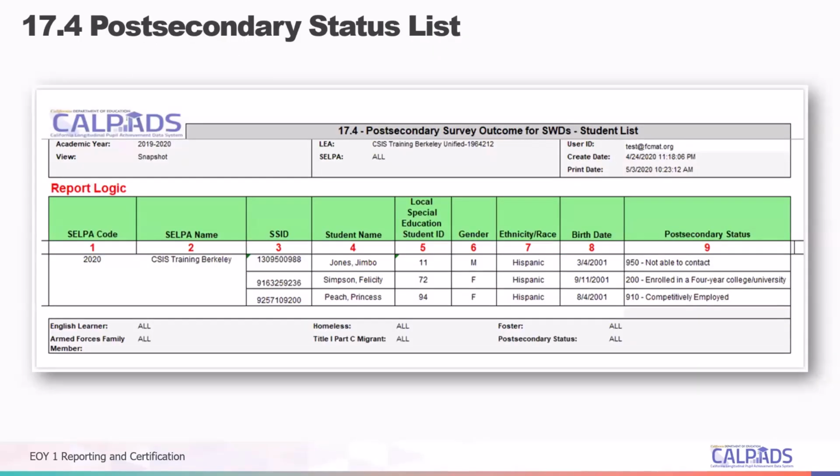Report 17.4, post-secondary status list. This is the supporting report for the PSTS, and of course, report 17.3 would be the aggregate report providing the counts that are supported by this report. And 17.4 identifies those students that were in the aggregate counts. Remember, a student may have more than one status result, so a single student may have multiple post-secondary status records.